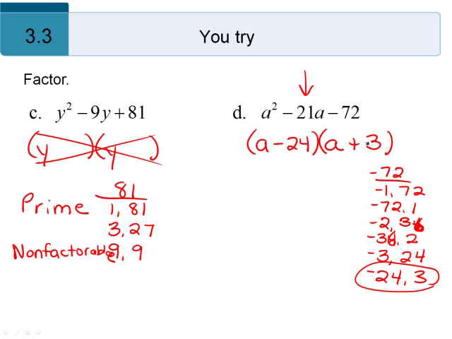One thing you should realize is that if you have the answer A plus 3 and A minus 24, those are exactly the same. The order of the parentheses doesn't matter as long as what's inside the parentheses is the same. You're good to go, and the signs have to be correct. So be real careful, and good luck with 3.3.